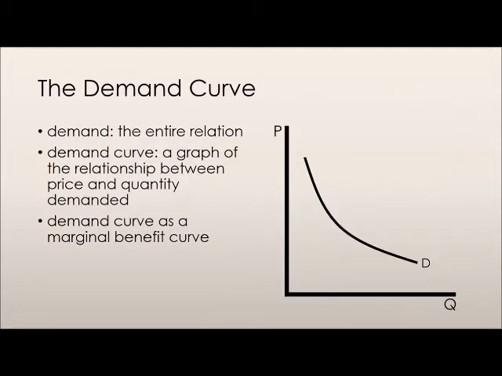The term demand refers to the entire relationship between the price of a good and the quantity demanded of a good. It describes the prices and their corresponding quantities. We can see this relationship on a graph, as illustrated on the screen right now. The demand curve is just a graph of the inverse relationship between the price and quantity demanded when all other influences on a consumer's buying plans remain the same.